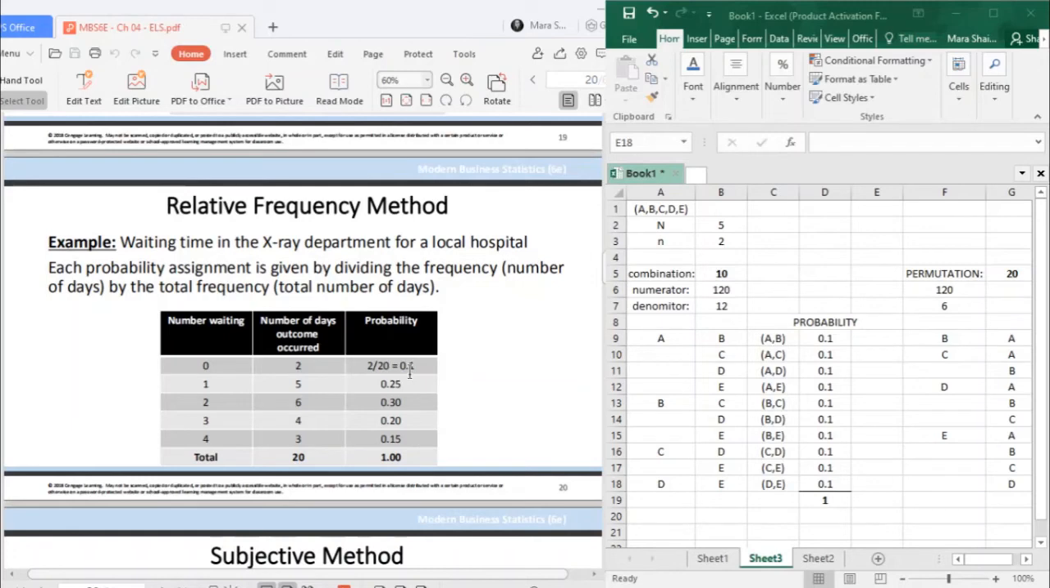Again, these values are within 0 and 1. So, check na siya daan sa first requirement. Now, the second requirement is that the sum of all these values should equal 1, which as you can see here, it is indeed equal to 1. Therefore, this assigning of probability is valid or it follows the basic requirements. So, that is the relative frequency method.